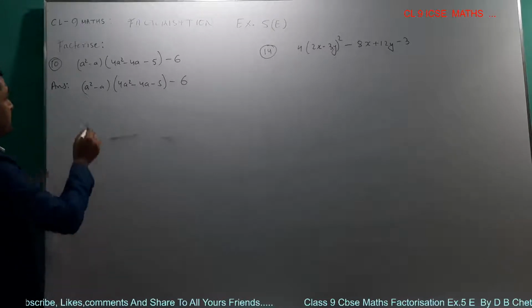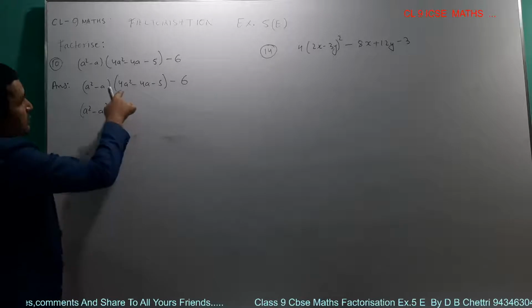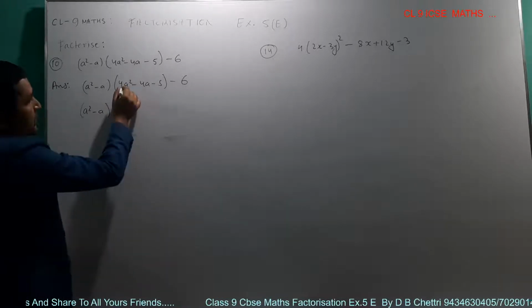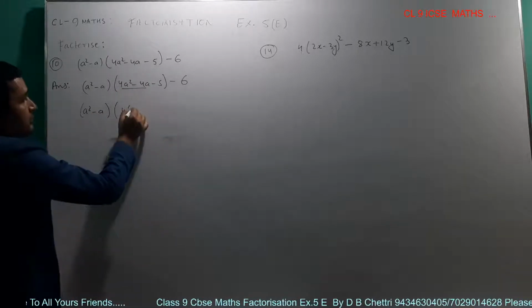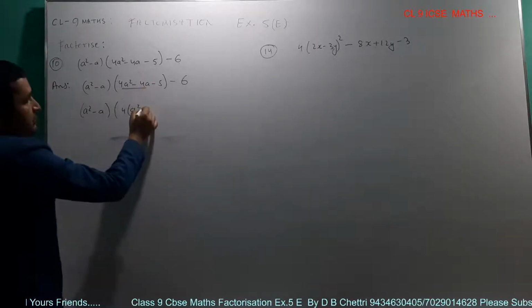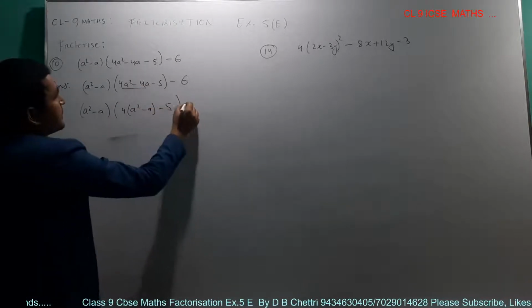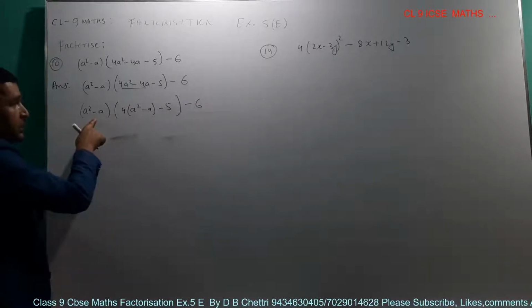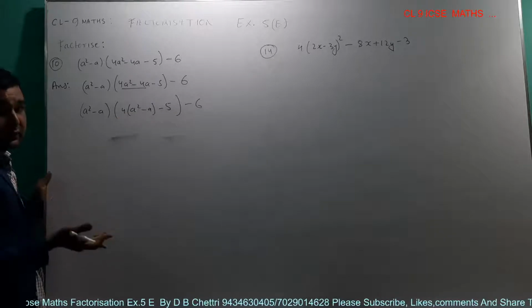Okay, now let's see. A square minus a, then we take 4 from here. After taking 4 common, what is left? We take it from these two terms only, not from this 5. Okay, a square and minus a, and minus 5. Now look here. These two expressions are the same, and we can replace the expression by any letter to convert it into a simple form.